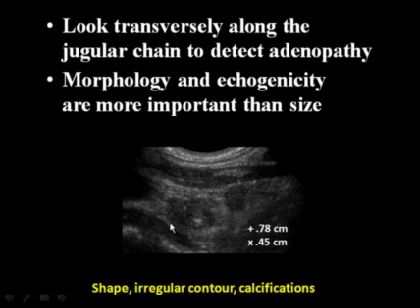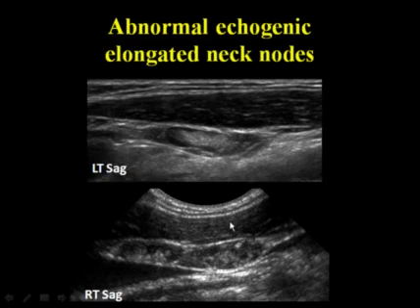So these lesions are less than a centimeter. However, this lesion has a little bit of an irregular shape and contour. This lesion is taller in the AP dimension and somewhat rounded in shape. There are echogenic foci and little microcalcifications in here. So these nodes are suspicious for metastatic adenopathy.